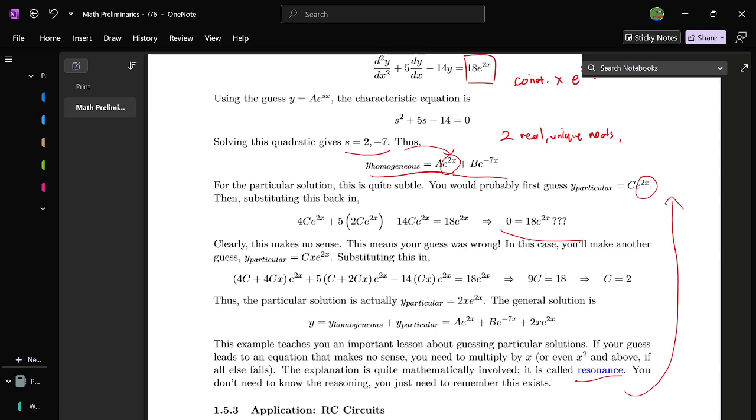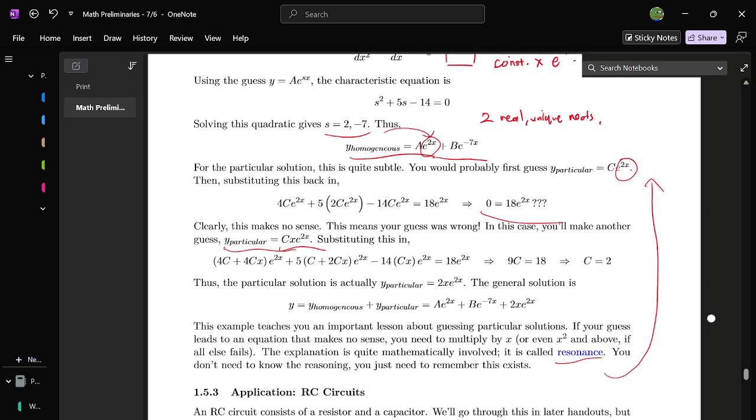So instead, if you meet a question with resonance, you have to make another guess by multiplying an x to your particular solution earlier. So just multiply an x here. Now we can check with this guess instead. You differentiate, and you differentiate again, you substitute it in. Now you get c equals 2. So okay, it makes sense now. So the particular solution is actually 2x e to the power 2x and not c e to the power 2x.